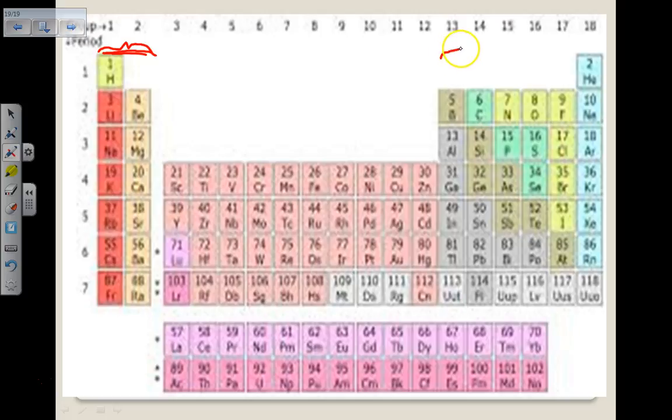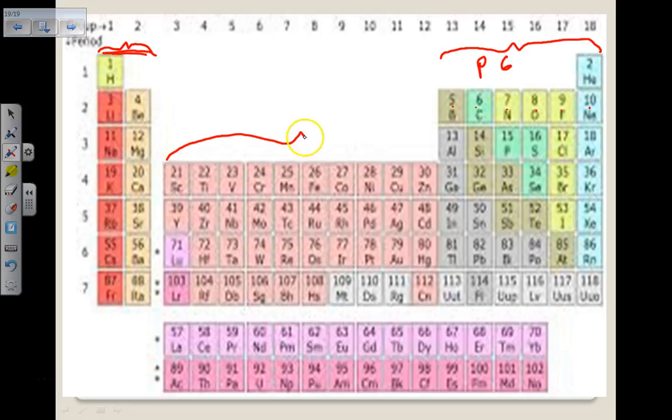What about this side of the periodic table? How many elements wide is it? Let's see, 1, 2, 3, 4, 5, 6. The p's can hold how many electrons? Oh, 6, because there's 3 orbitals within the p subshell. 3 orbitals, 3 times 2 is 6. There's definitely a pattern shaking out here.